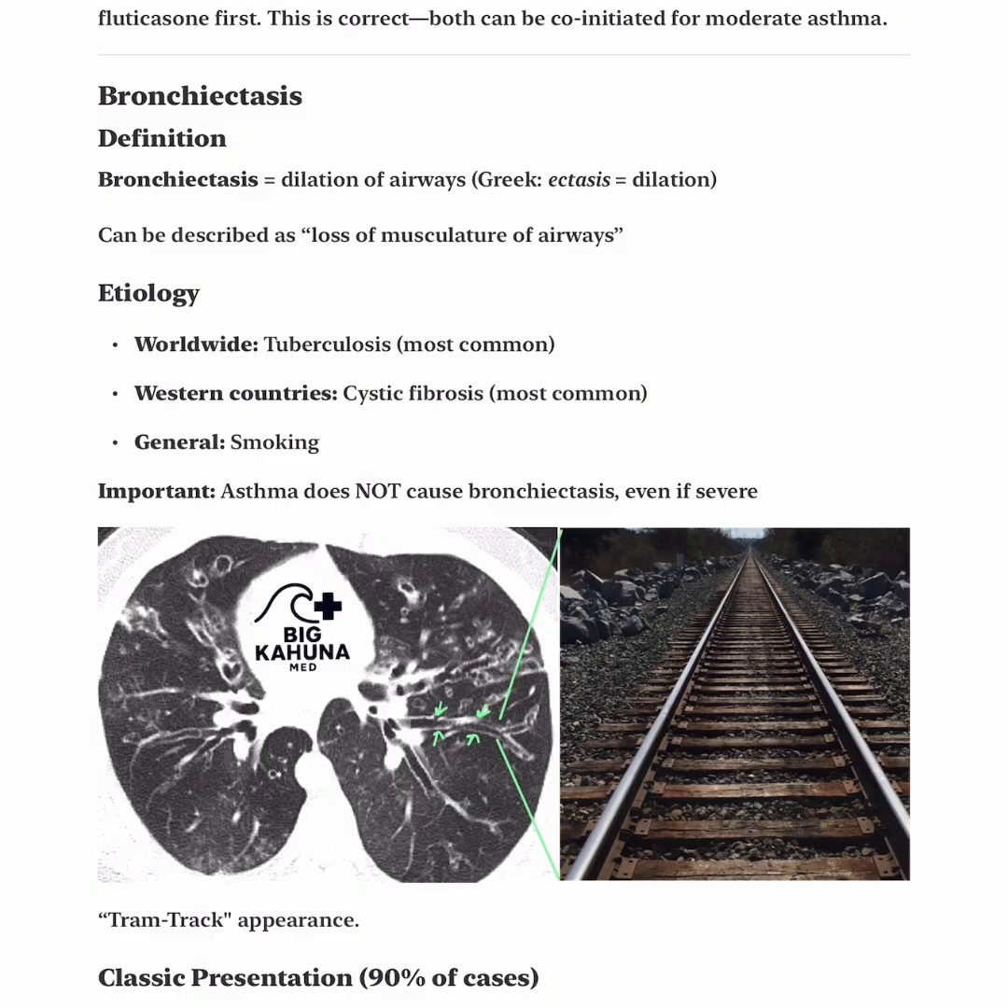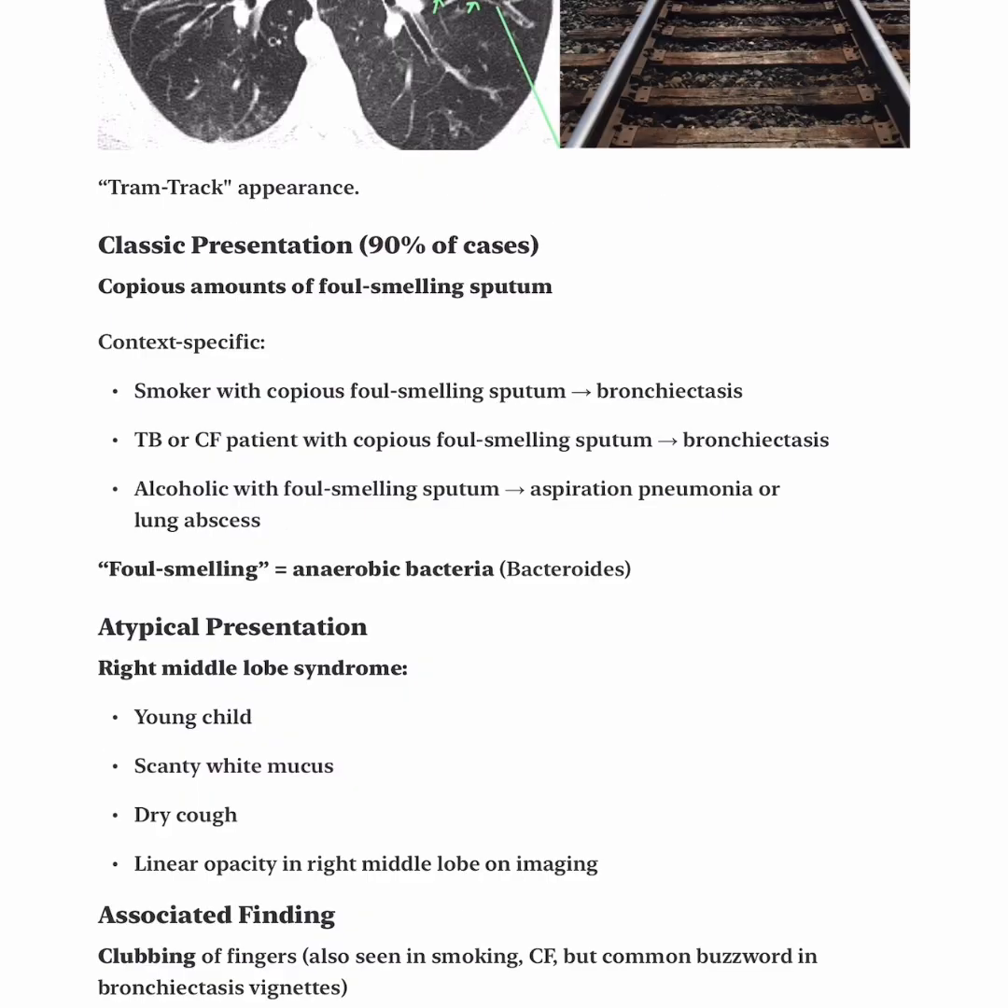Here we have a nice little CT scan showing you the tram track appearance that is often seen. Now, the classic presentation for about 90% of cases is you will have copious amounts of foul-smelling sputum. Now, this is context-specific. If we have a smoker, a patient with TB, a cystic fibrosis patient with copious amounts of foul-smelling sputum, then we're thinking bronchiectasis. However, if we have an alcoholic with foul-smelling sputum, we're thinking aspiration pneumonia or lung abscess. Therefore, foul smelling should be associated with anaerobic bacteria such as bacteroides.